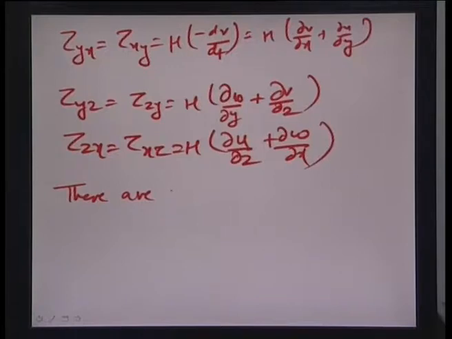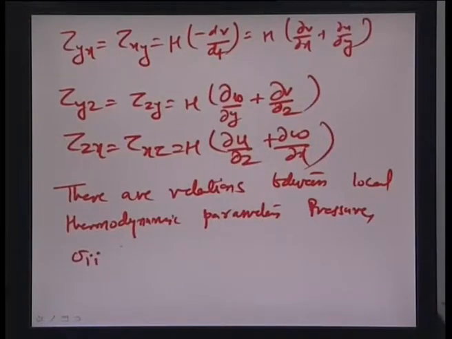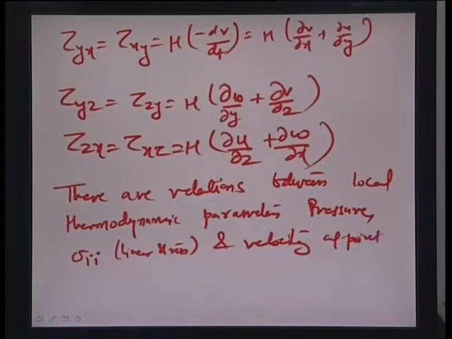So there are definitely relationships between local thermodynamic parameters like pressure, sigma ii, this is linear stress, and velocity, at point O, around which this control volume has been indicated.